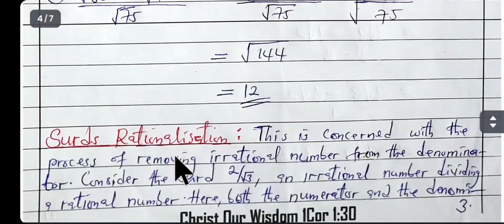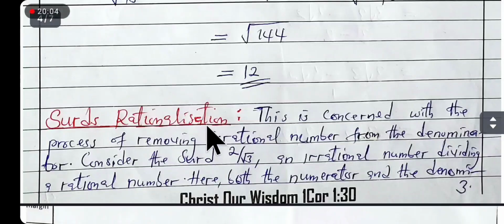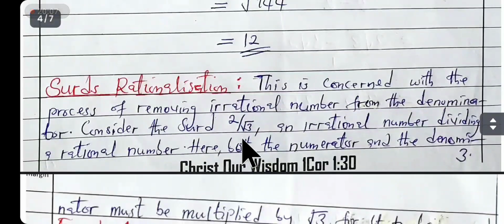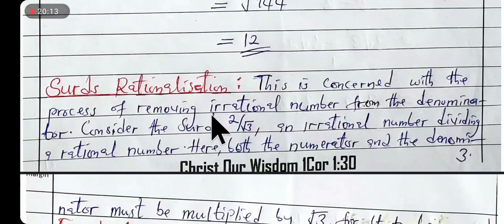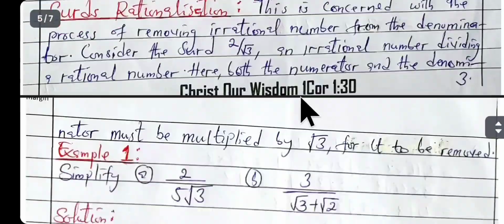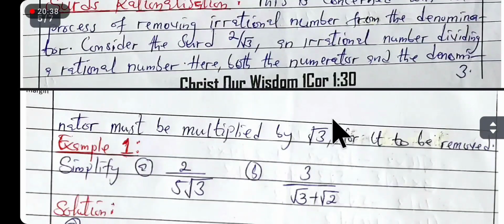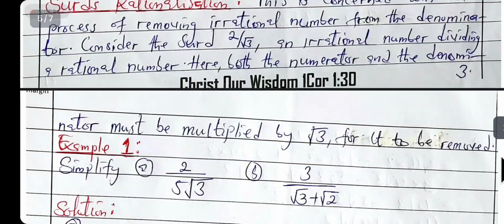Then the next thing we have here is surd rationalization. Okay, how do you rationalize a surd? I have already explained that earlier. This concerns the process of removing an irrational number from the denominator. Consider the surd 2 over root 3, a rational number divided by an irrational number. Here, both the numerator and the denominator must be multiplied by root 3 for it to be removed.